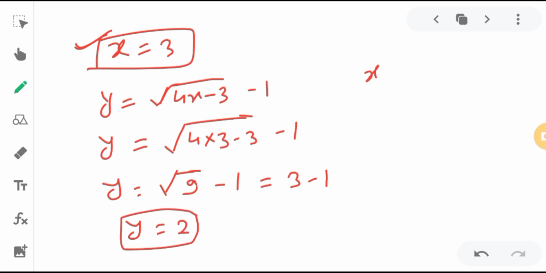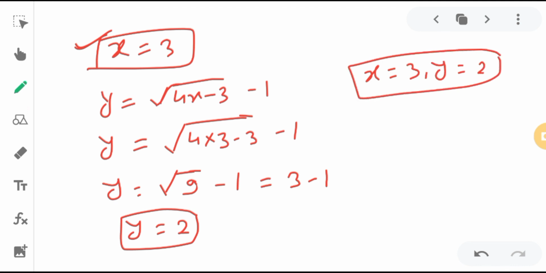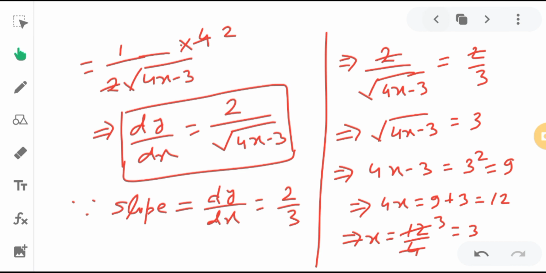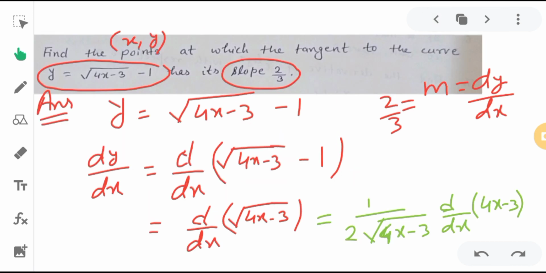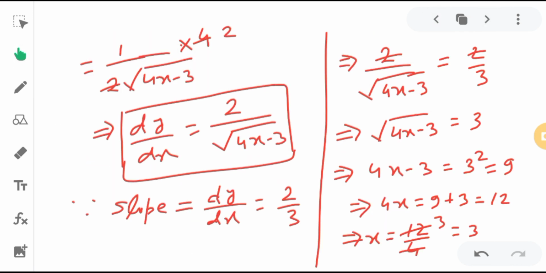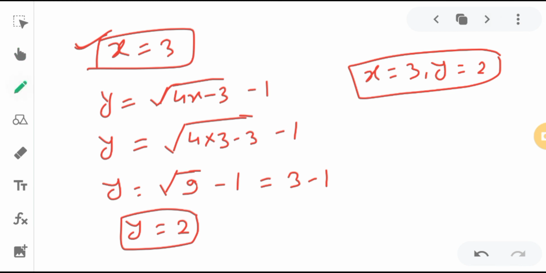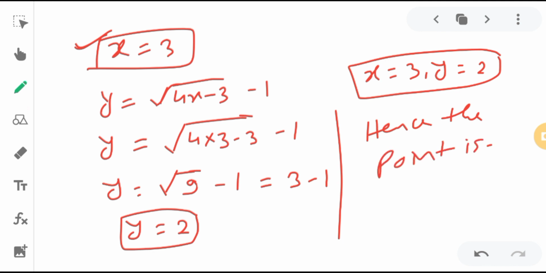The x value is nothing but 3 and the y value we got as 2. So I got the point. The point will be 3 comma 2. Hence the point is 3 comma 2, x coordinate comma y coordinate. This will be our answer. I hope you understood. Thanks.